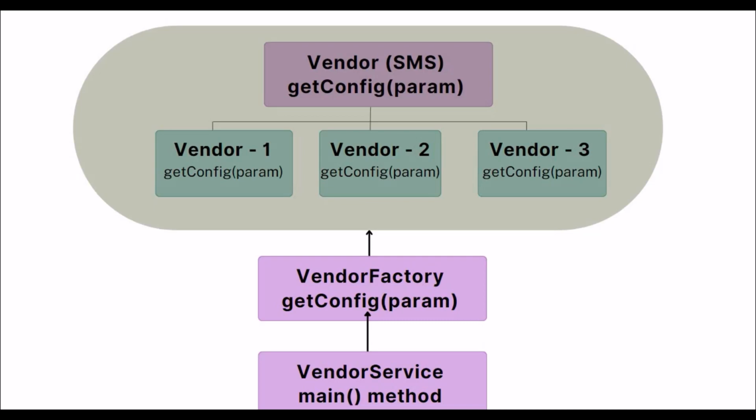In this interface we will create one method like getConfig. The parameter can be there or not, that depends. This interface is implemented by the subclasses, here for example Vendor1, Vendor2 and Vendor3. Once we implement this Vendor interface in these subclasses, each will automatically override this getConfig method, right? And inside of this getConfig method we need to write our own logic based on the vendor.